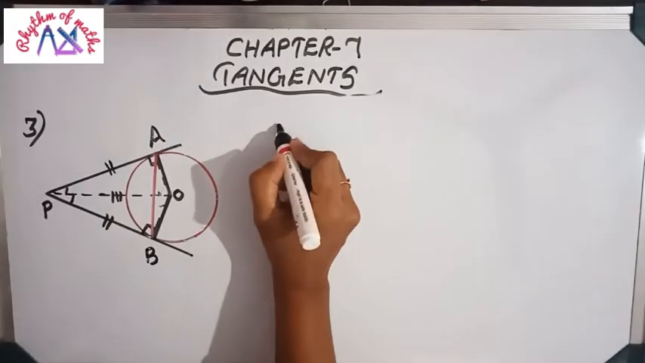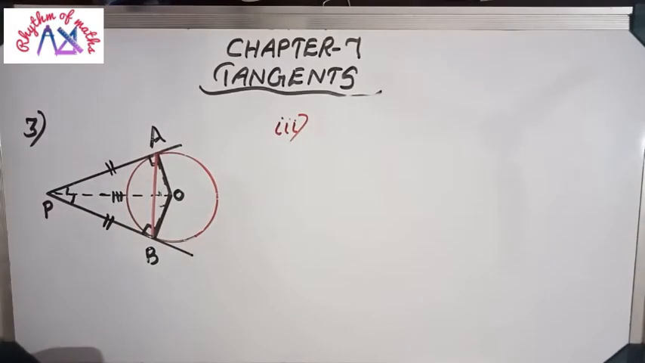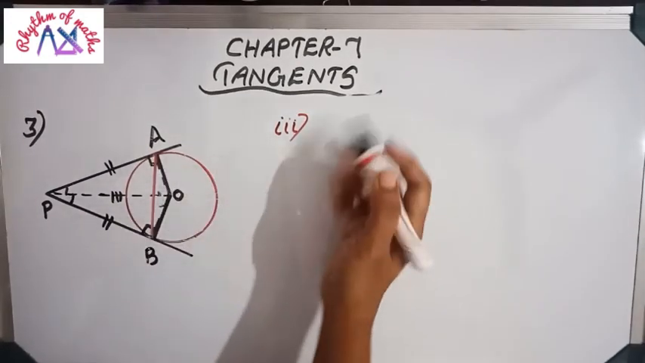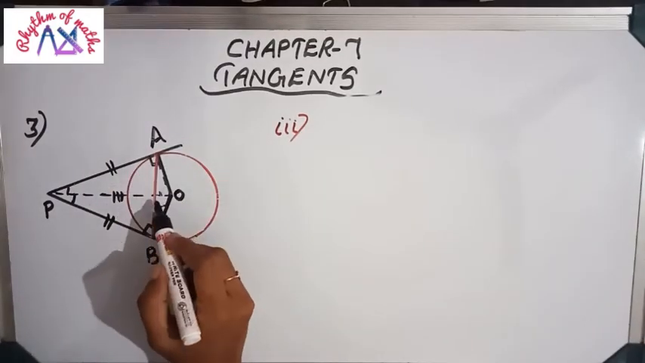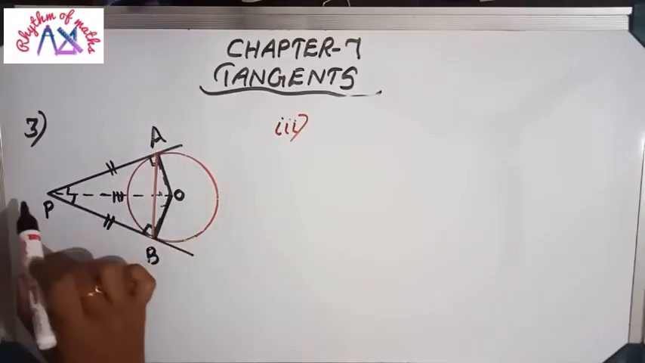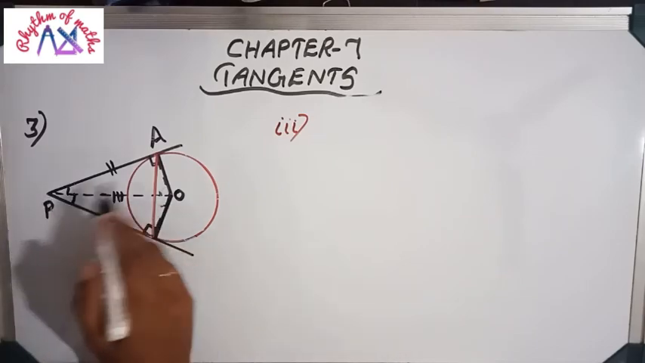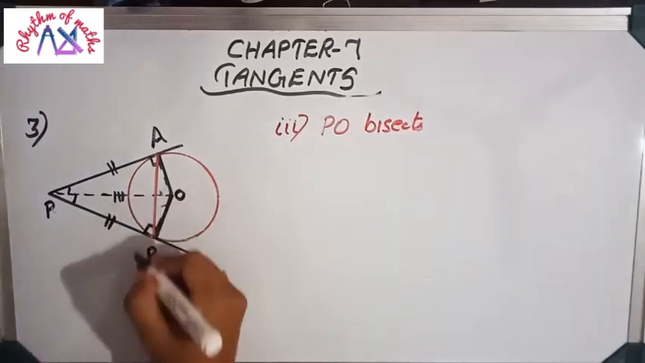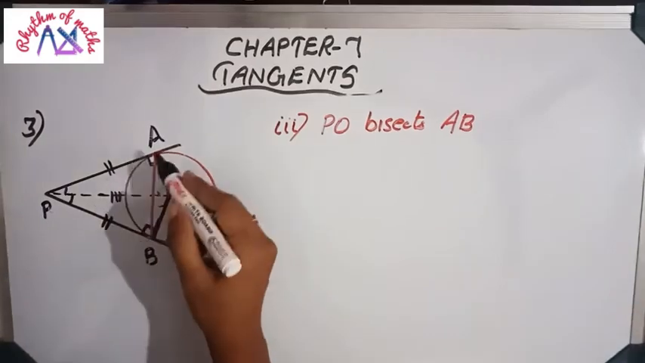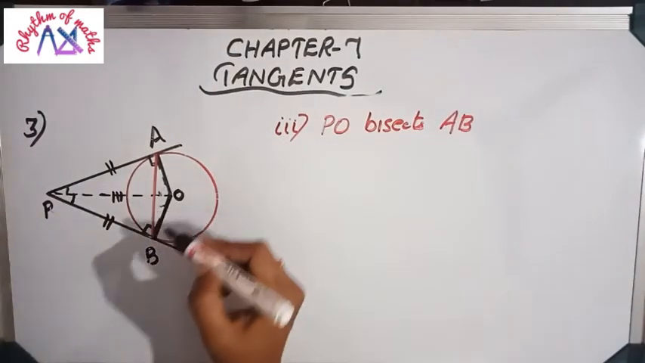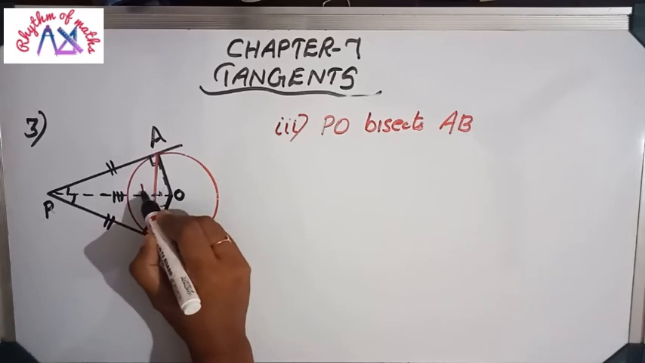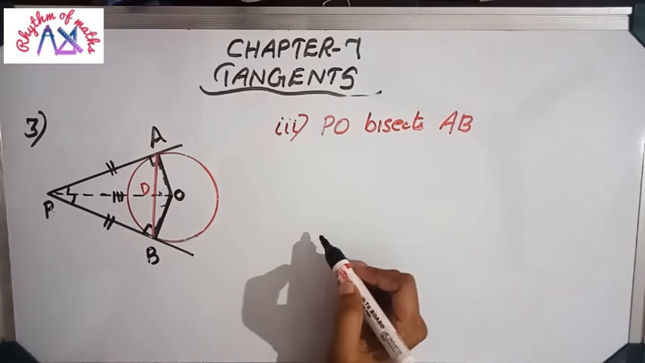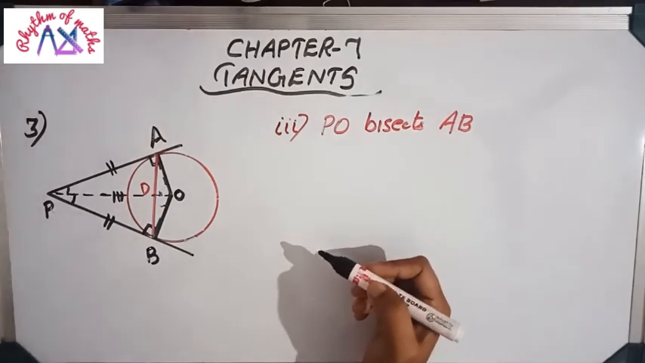One more sub question is there, that is the third sub question. In that you have to prove that the line joining A and B, that is AB, is bisected by the line joining the center point and the outside point, that means PO. So we need to prove PO bisects AB. Let's consider this point as D. Here also we have to consider two triangles. The same equal triangle concept we can use to prove this.